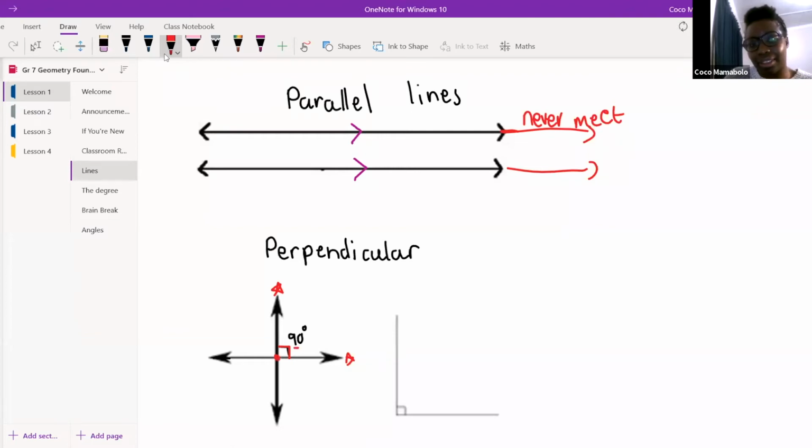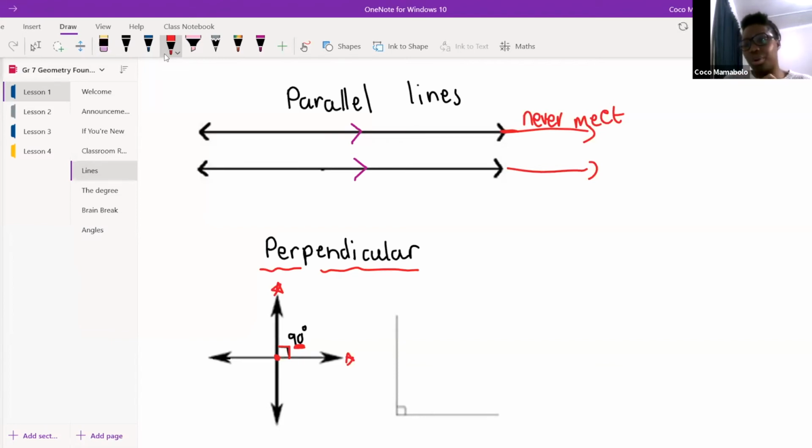A square. It's a square, but what does the square mean? It means 90 degrees. Yes, 90 degrees. So when they intersect at 90 degrees, what do we call them? We call them perpendicular. Excellent. Very well done, Lebogang.